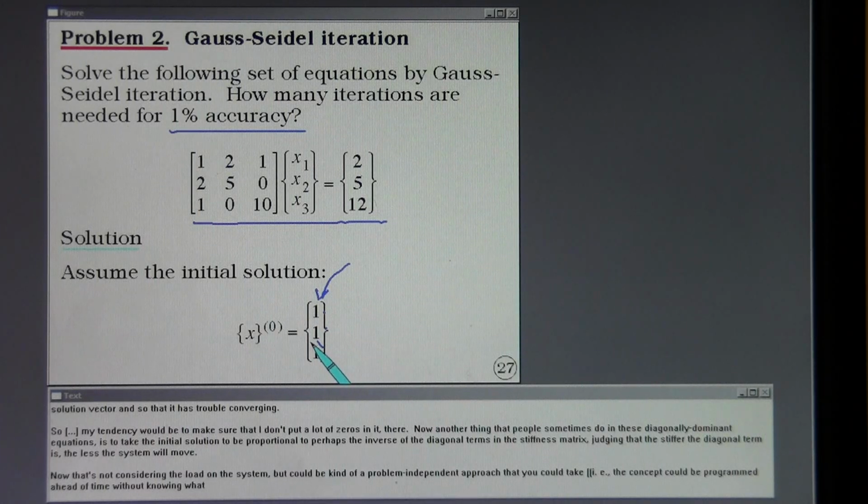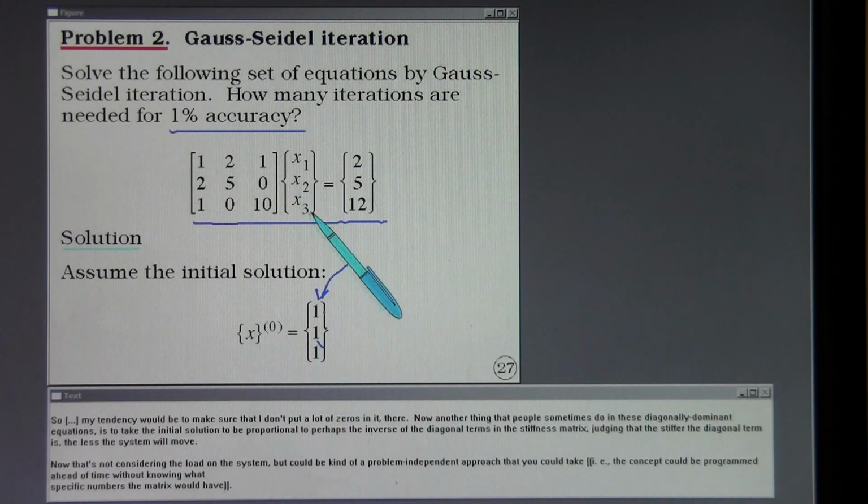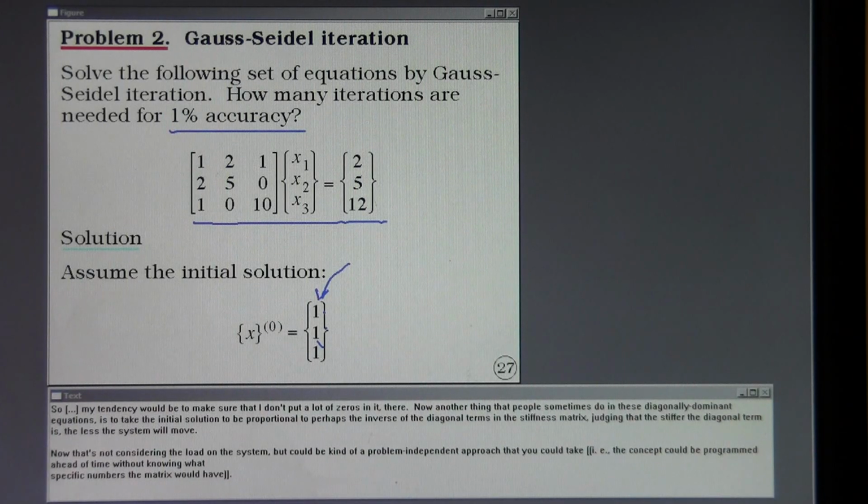Now, another thing that people sometimes do in these diagonally dominant equations is to take the initial solution to be proportional to perhaps the inverse of the diagonal terms in the stiffness matrix, judging that the stiffer the diagonal term is, the less the system will move. Now, that's not considering the load on the system, but could be a problem independent approach that you could take.